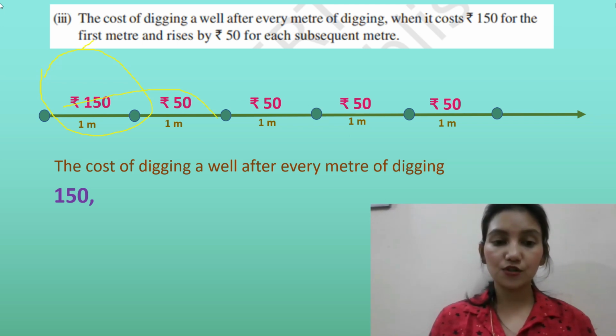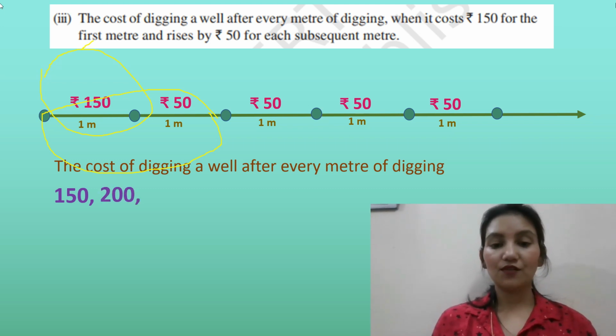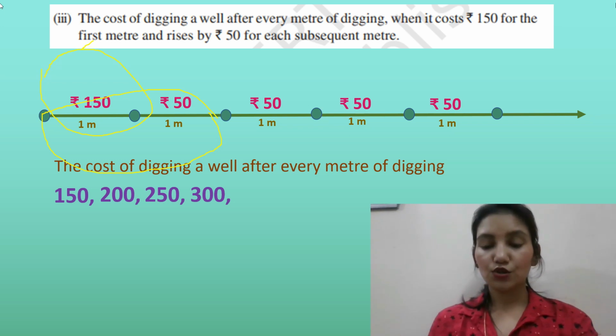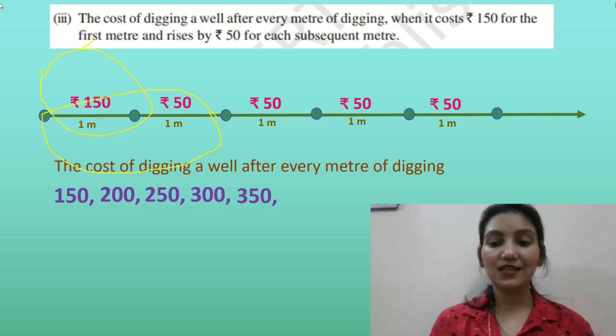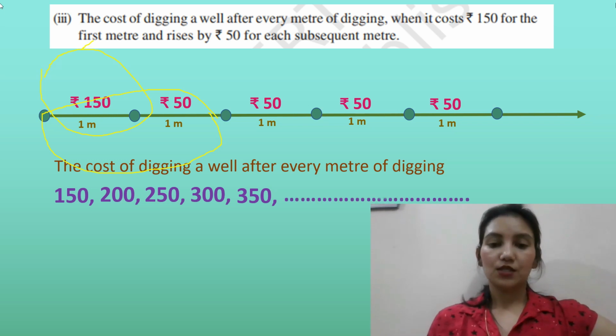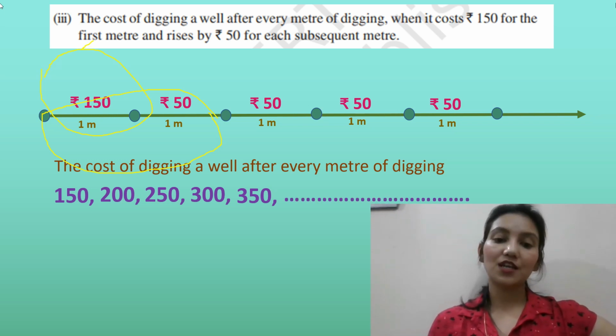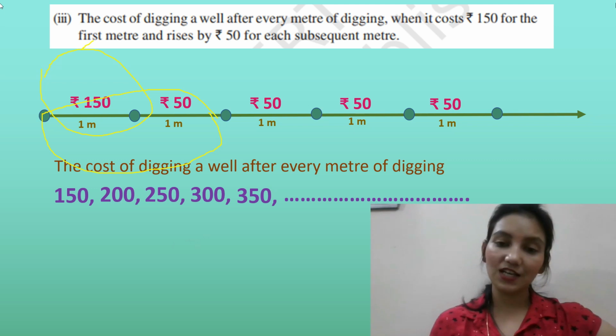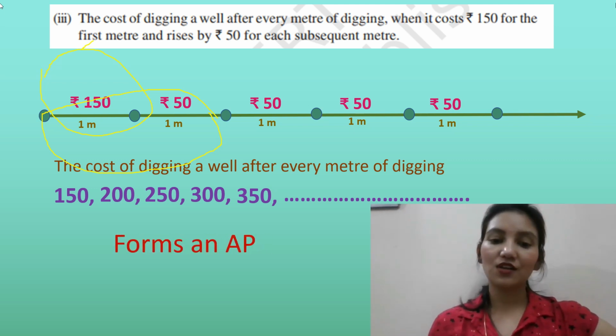If you dig for 2 meters, then it would be 150 plus 50, 200. Then if you dig the next 1 meter, the cost of digging would be 250. Then 1 meter more, it will become 300. One more meter, the cost of digging would be 350, and it keeps on going, right? We just need to check whether it forms an AP or not, and clearly we can say that it forms an AP, because here the difference of two consecutive terms is constant, and that is 50 in this case. So it surely forms an AP. Okay, let's move to part 4 now.